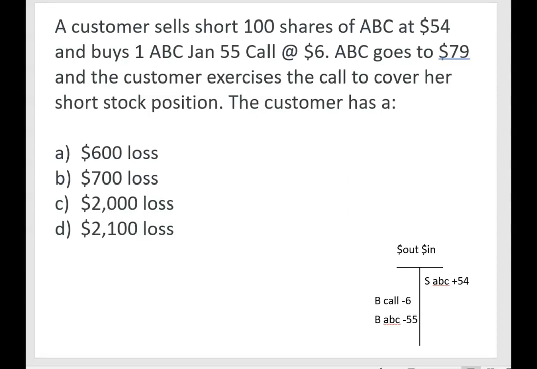So we're going to exercise it. So 54 went in and a total of 61 went out. That's a difference of $7 per share, $700 total times 100 shares, right?